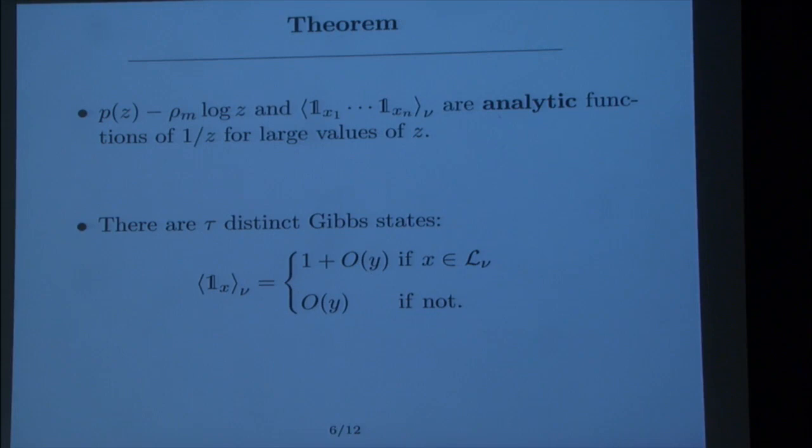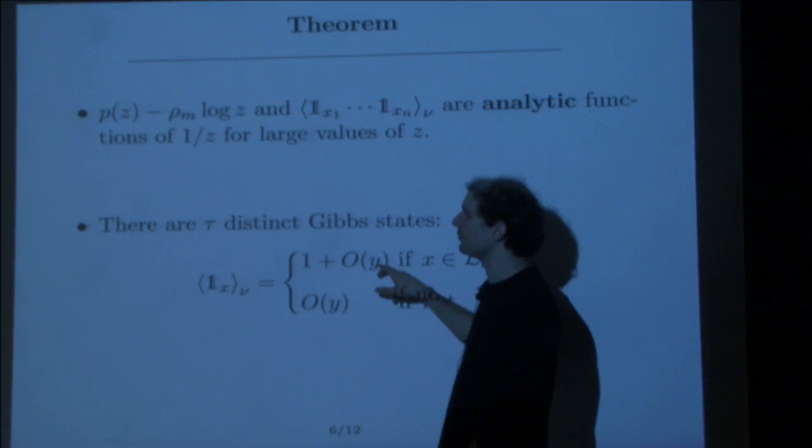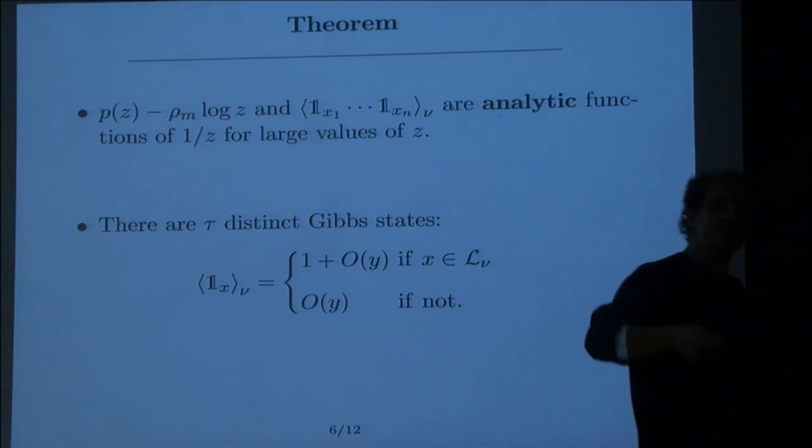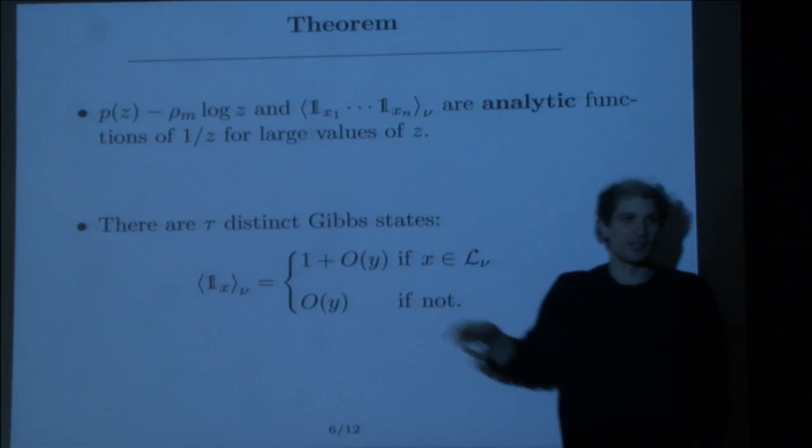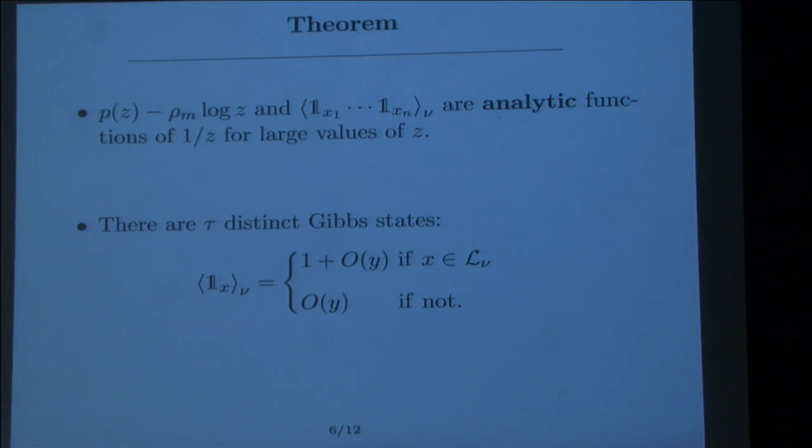Now, how do we approach this? We do something that in a way is similar to the low activity expansion here. What we do is we expand in y. We expand in 1 over z. We take this observable here and expand it in y and compute the dominating part. The non-trivial part of the proof is to prove that this expansion actually works, that these error terms are controlled.